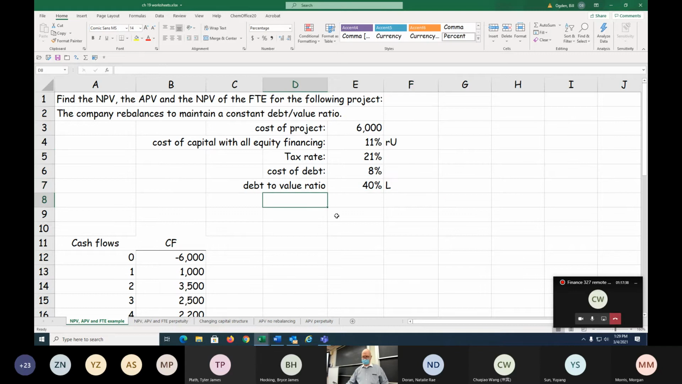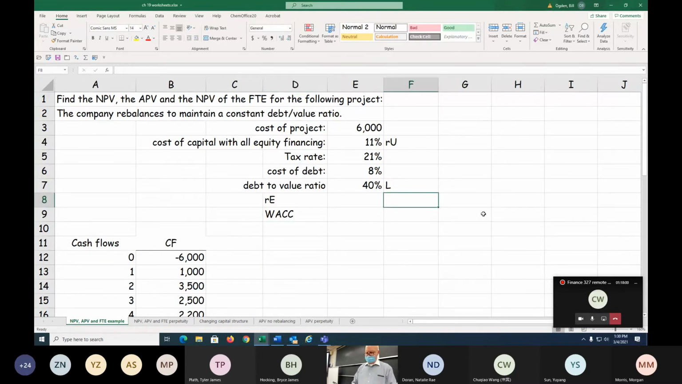You need to find what? RD? Sorry, I've been doing those wrong. RE. You need to find the RE. You need to find the WACC. So how do we find RE? It's RU plus RU minus RD times debt to equity.